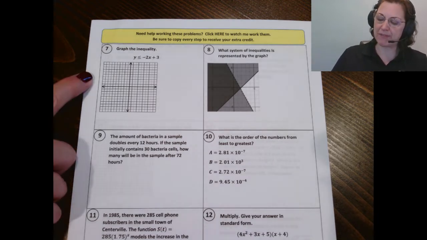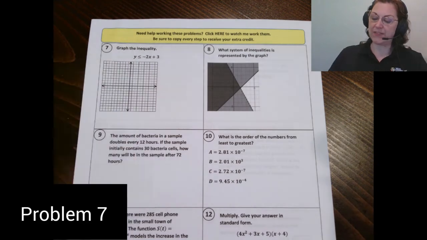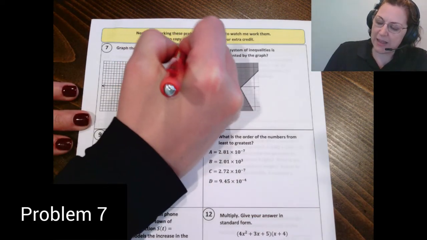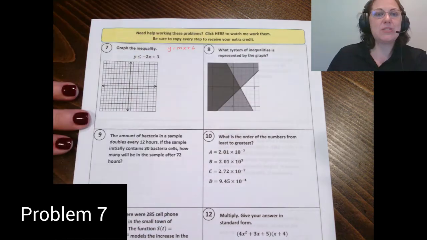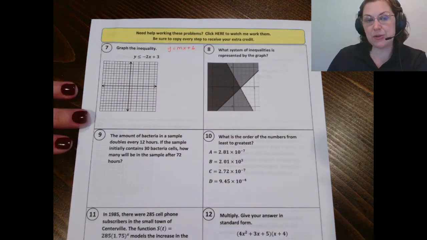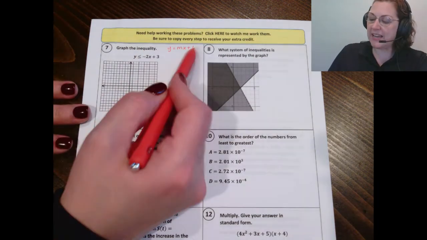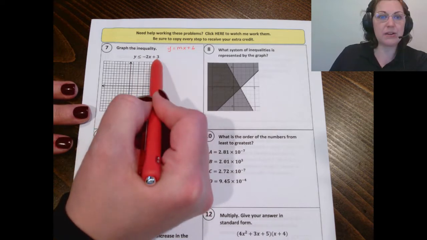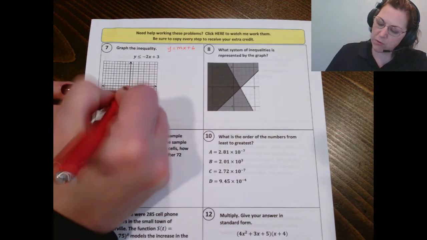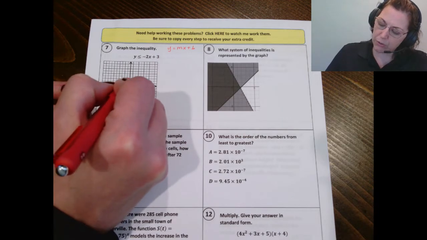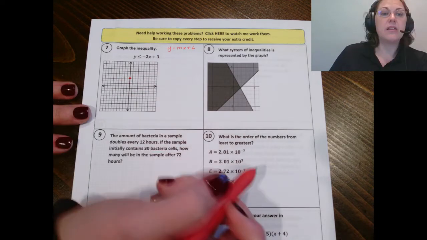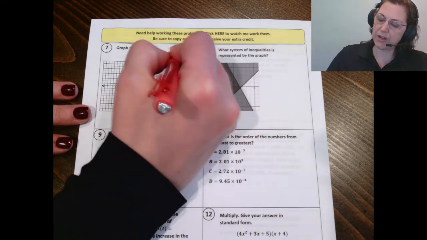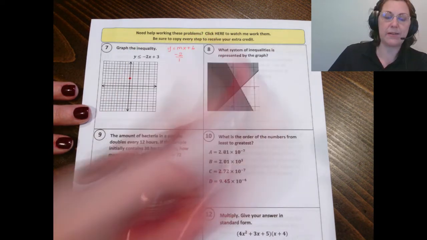So for problem number 7, we are being asked to graph this inequality. I want to remind us of the form y equals mx plus b, because it was going to help us to be able to graph this. Remember that b is our starting point on the y-axis, and so that point is 3 here. I'm going up on the y-axis, 1, 2, 3. And then the m tells me the slope, which in this case is -2. I want you to think of that as -2/1.